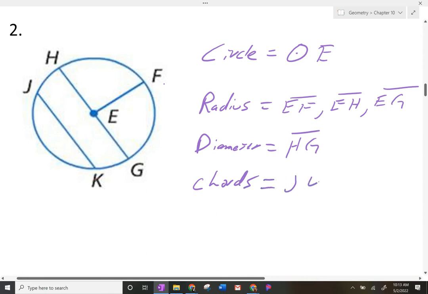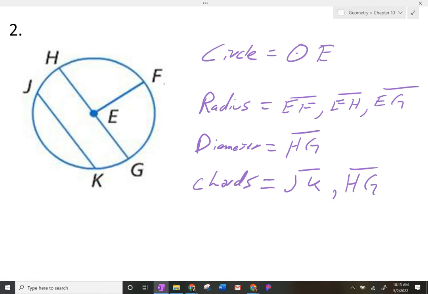Just kidding. JK? I got one more. No. HG. Okay, I got an H and G. Even though it is also the diameter, it's also going to be a chord because it starts and ends on the sides of the circle.